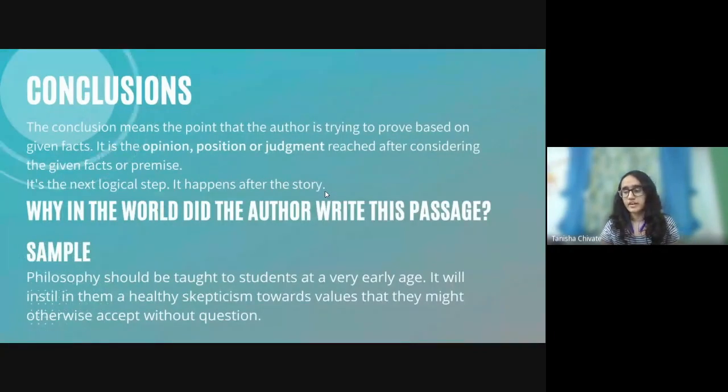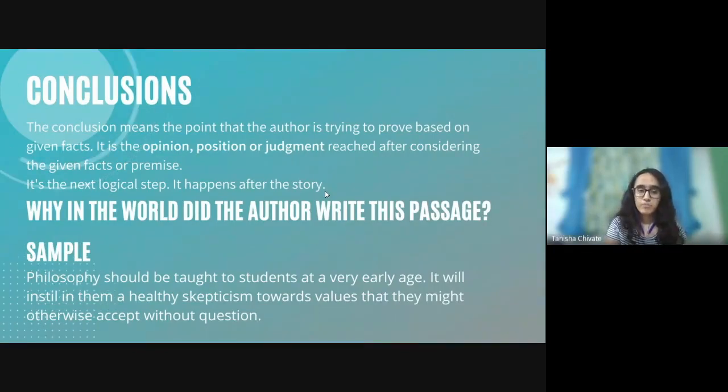Now, conclusions, all right? The conclusion basically is why the author has written a passage, all right? Now, if I ask you a very simple question, why in the world did the author write this passage? You tell me, okay, Tanisha, write a passage based on national law universities, all right? So I will write a passage based on certain objective in mind, all right? Okay, I'm going to write a passage on NLUs because I want to inform people about NLUs. I'm going to write a passage on NLUs because I want to show the great standard of education over here.